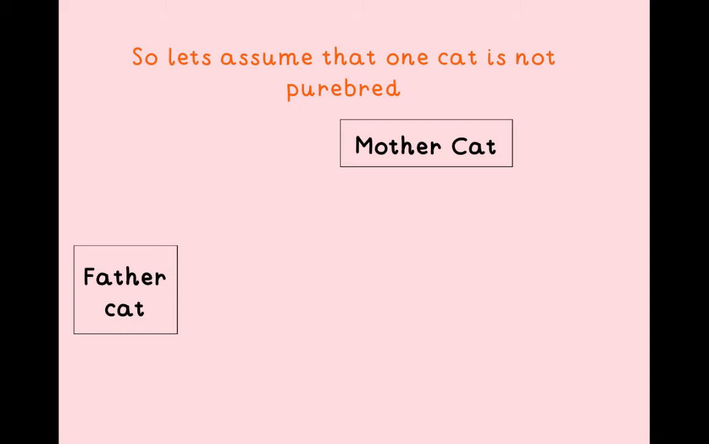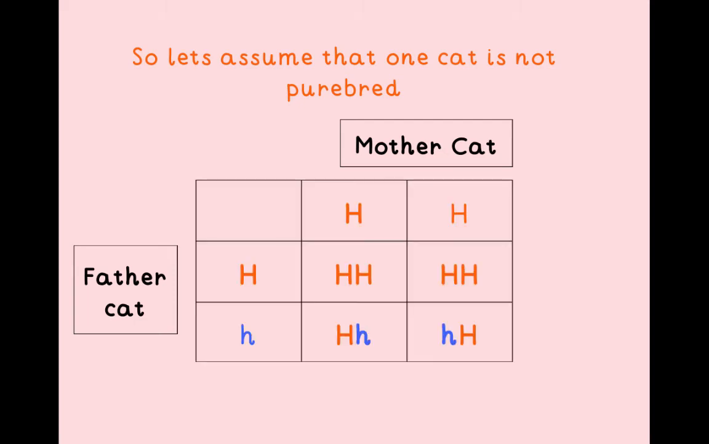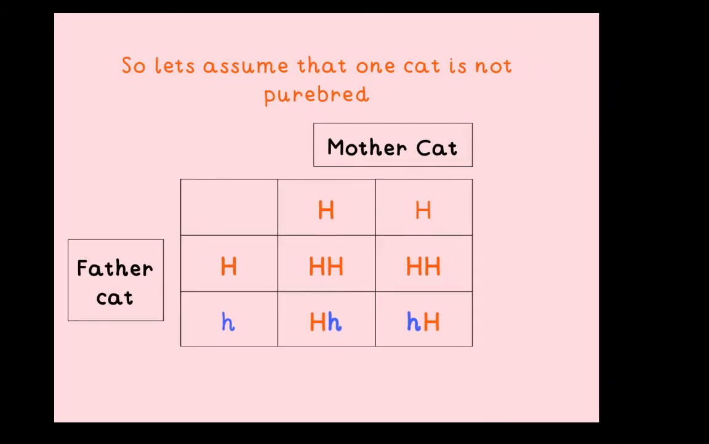So let's assume that one cat is not purebred. I'm going to assume that my cat is purebred and the other cat is not purebred. Here we can see the possibilities, but in all of these possibilities, notice that there's a 50% chance of having purebred long hair and a 50% chance of being a hybrid. But remember that the hybrid still shows the long hair. So what happened to my cats? Because all of my kittens had short hair, lowercase, lowercase, and that is not represented here.